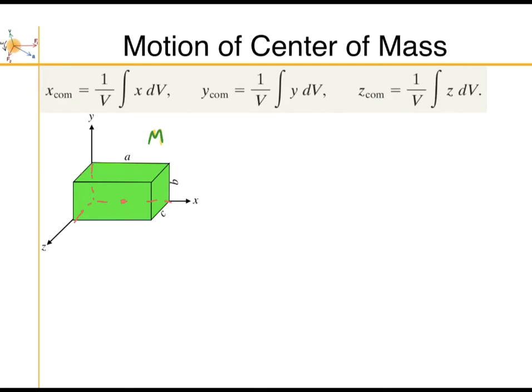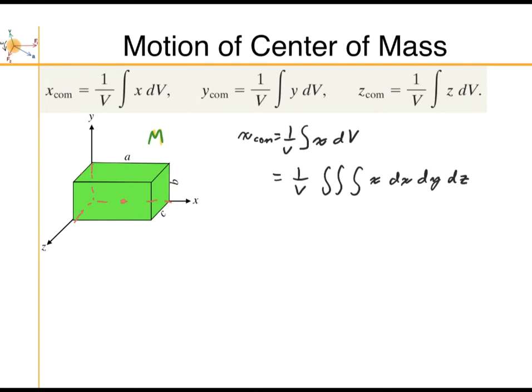And I'm just going to do one of them real quick, because the other two will be the same. If I wanted to calculate the center of mass for x, it would be 1 over the volume times the integral of x dV. The integral over the volume is really just 3 integrals: the integral with respect to x, the integral with respect to y, and the integral with respect to z. I won't ask you to do this on your own. I'm just showing you this because it's cool.